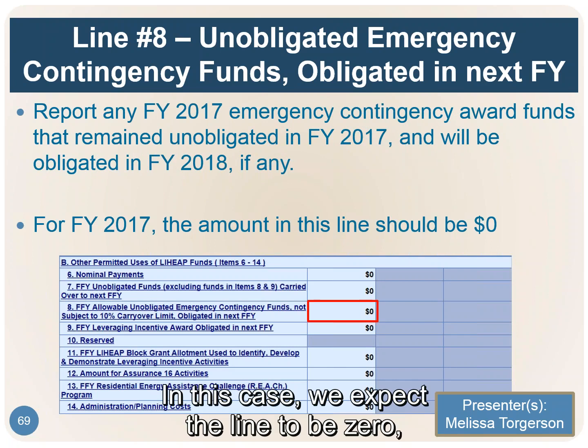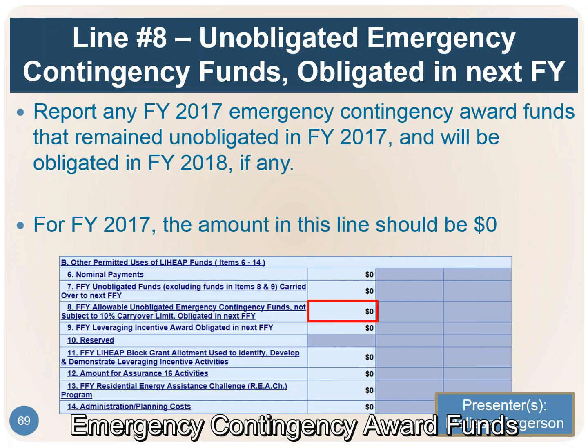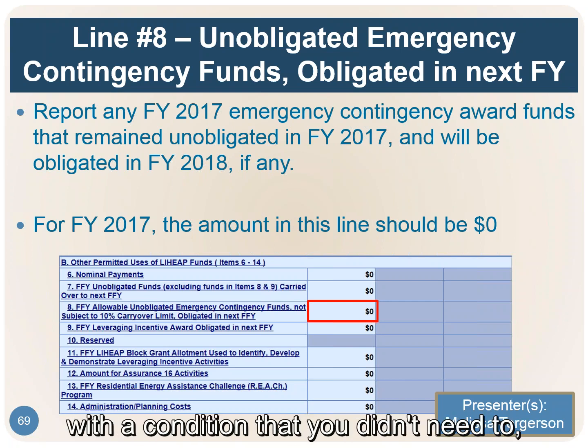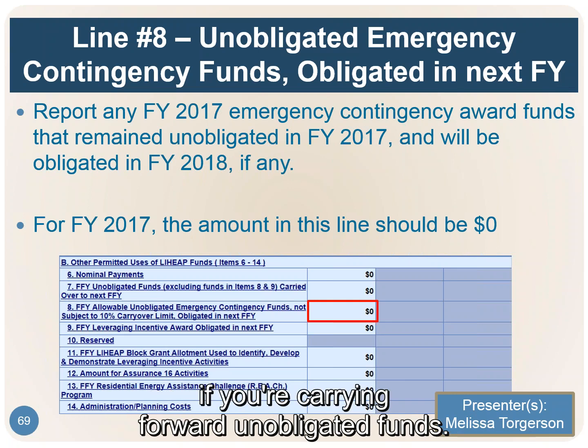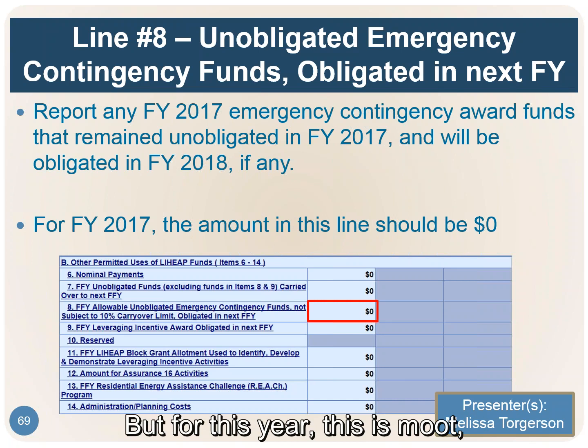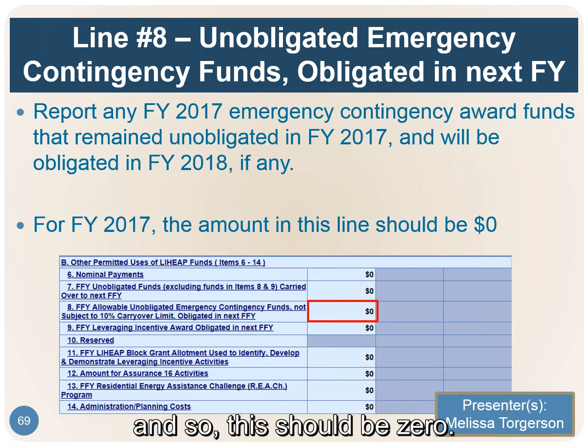In this case, we expect the line to be 0, but as I mentioned before, if there were emergency contingency award funds with the condition that they weren't subject to the 10% carryover limit, this is the line where you would put them if you're carrying forward unobligated funds. But for this year, this is moot because we didn't get emergency contingency, and so this should be 0.